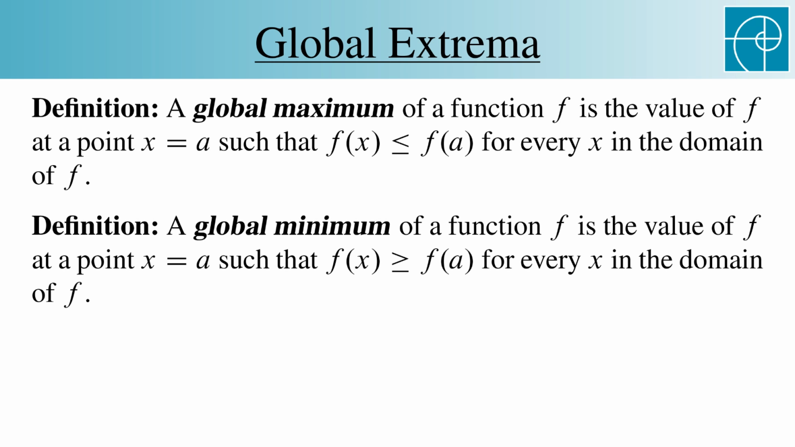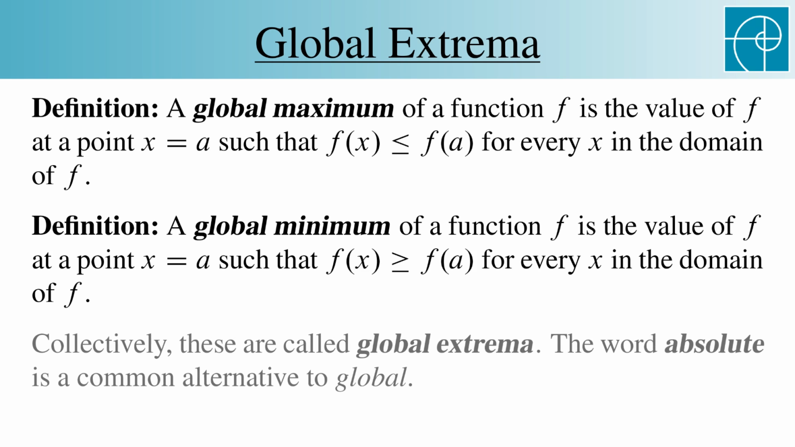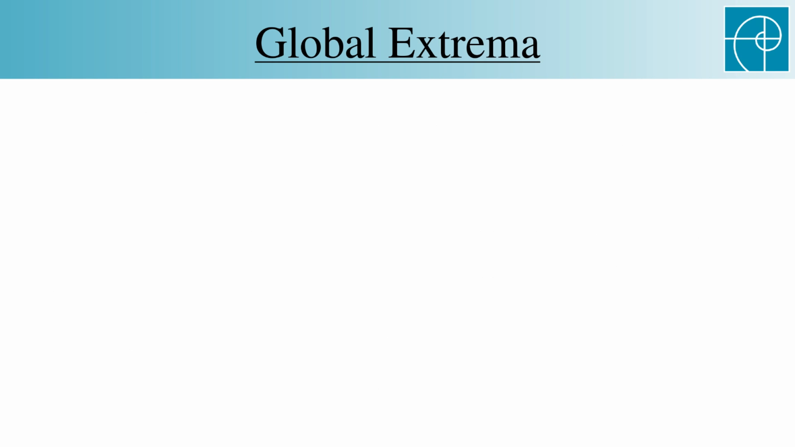Likewise, the global minimum of f is the value of f at a point x equals a, such that f of x is greater than or equal to f of a for every x in the domain of f. Collectively, these are called global extrema. The word absolute is a common alternative to global. Let's look at an example.